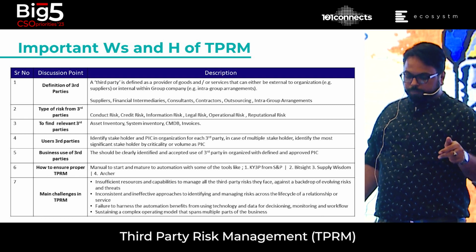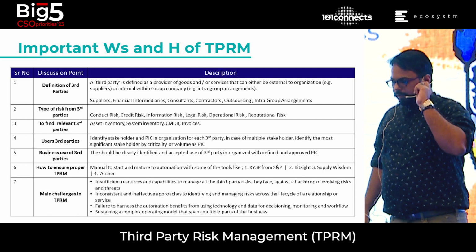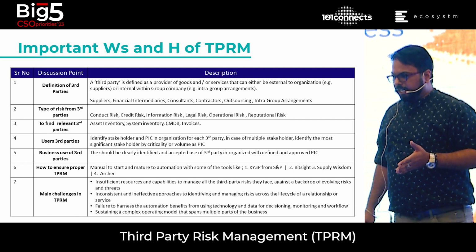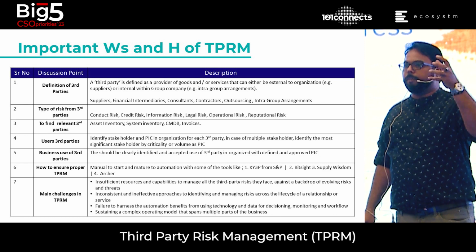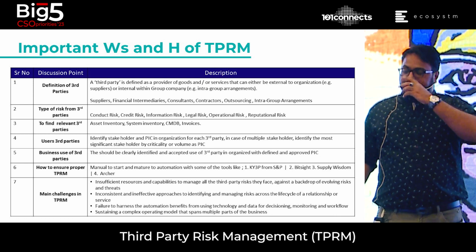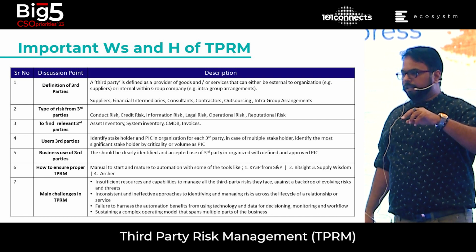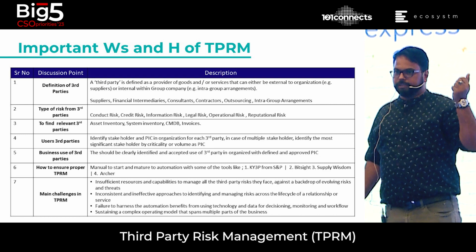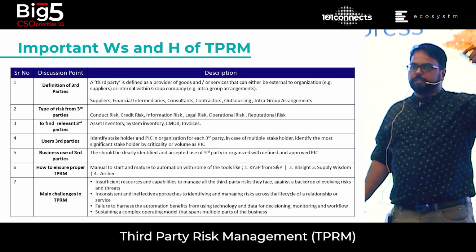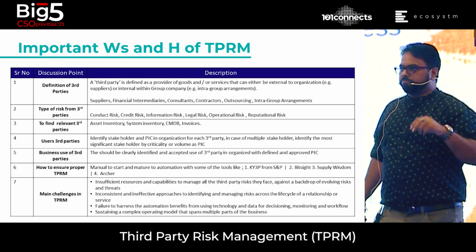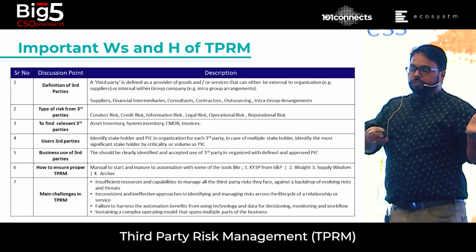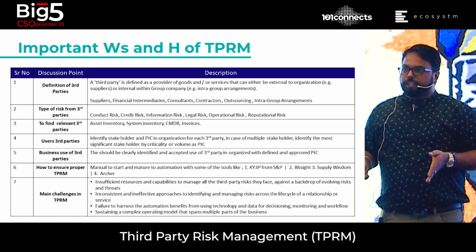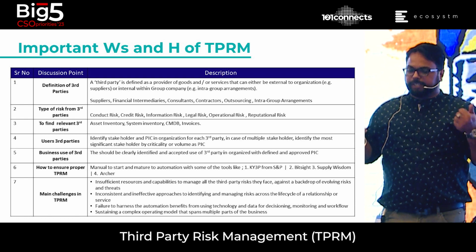Then points number 4 and 5: identification and assignment of an appropriate PIC, a person in charge, or the person who is responsible for managing those third parties. In many cases, we find, for example, business teams these days with cloud adoption go and engage with some SaaS providers. Like the HR team will onboard some SaaS-based HR service, and the IT team is not aware. For the third parties which come into the organization this way, the assignment of responsibility and accountability is very important.